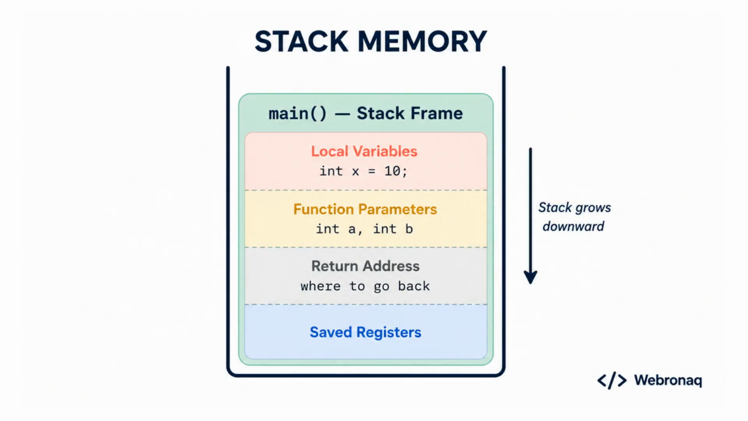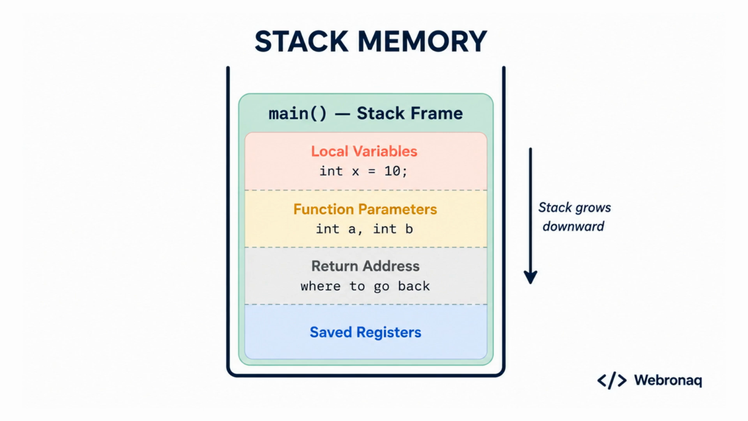Now let's zoom in. When you call a function in C, let's say main, the program doesn't just throw random data onto the stack. It creates a neat, organized package called a stack frame. Think of a stack frame as a little box that belongs to one specific function call. And inside that box, 4 important things get stored.